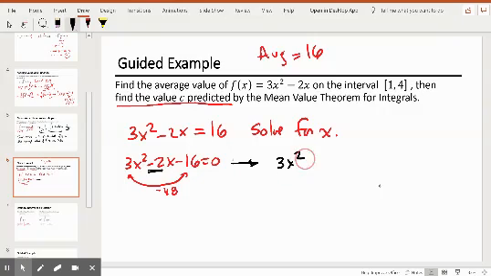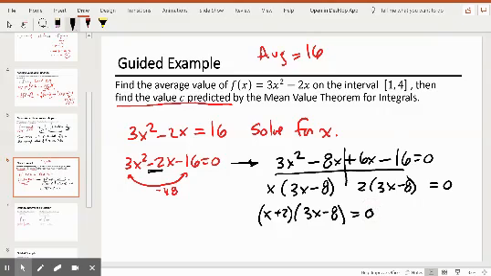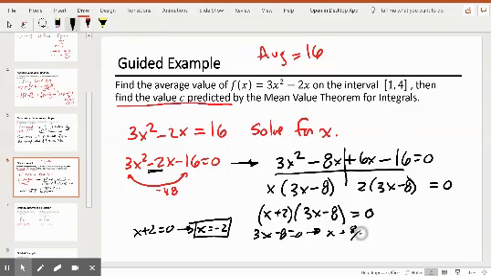So we have 3x squared minus 8x plus 6x minus 16 equals 0. Factor by GCF. X times 3x minus 8, 2 times 3x minus 8 equals 0. We get x plus 2 times 3x minus 8 equal to 0. X plus 2 equal to 0 tells us x equals negative 2. And 3x minus 8 equal to 0 tells us x is equal to 8/3.